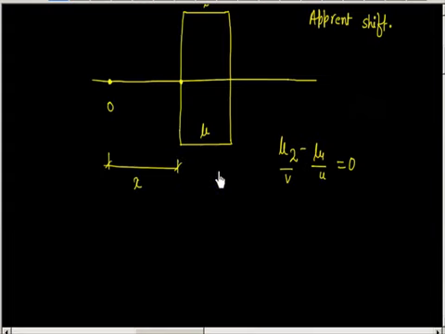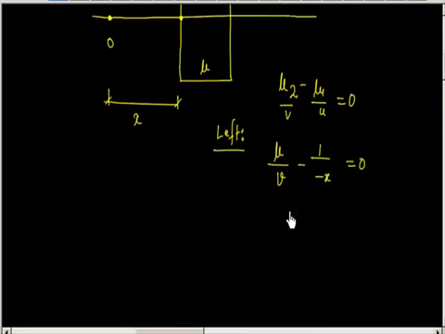So let us say the left surface. If I apply this formula for the left surface, what will I write? Let us say mu2 is mu, and mu1 is air, which has refractive index 1. So mu by v, minus 1 by u. What is u? This distance. This is my pole. From here I have a distance x, but I am going this side and the ray is coming in this direction, so this is my minus x. So this is equal to 0.